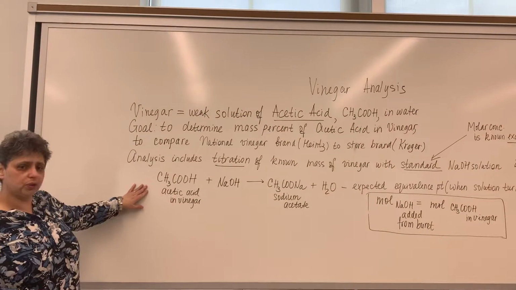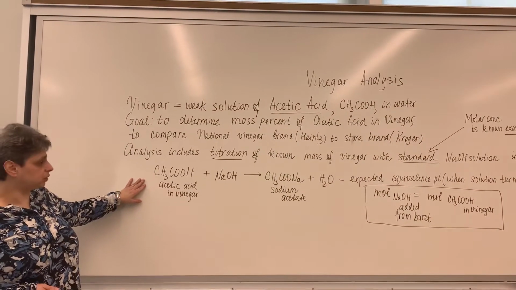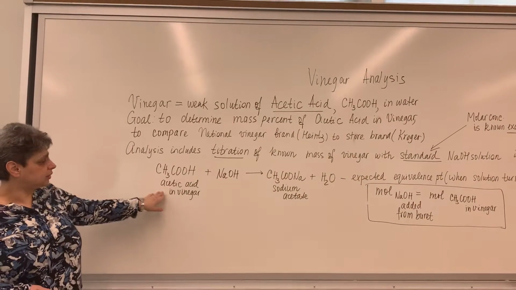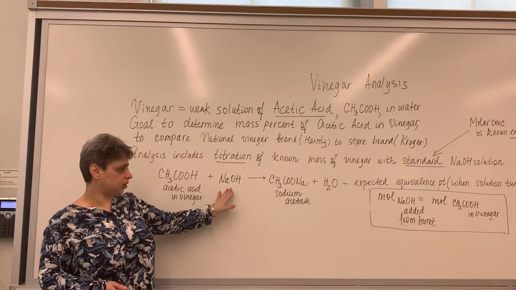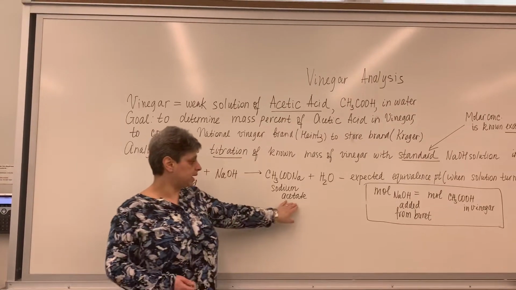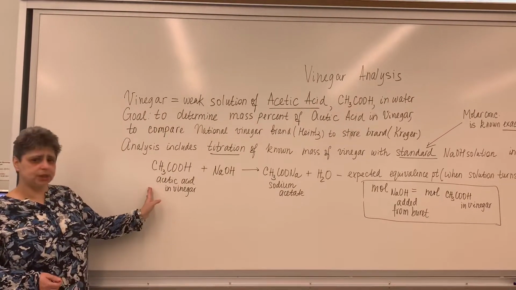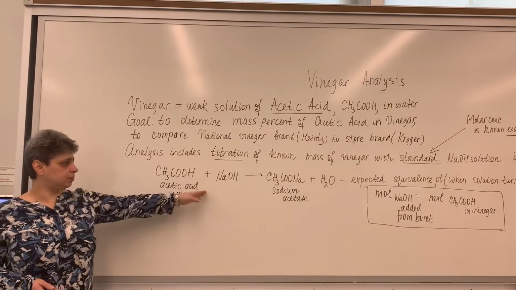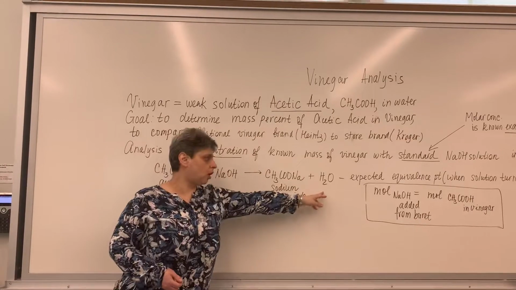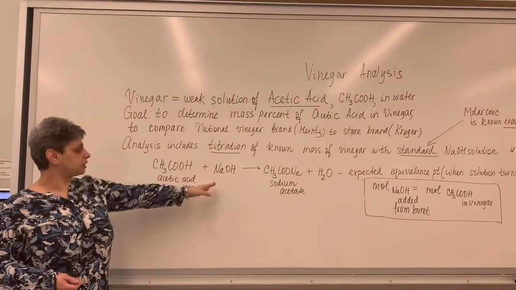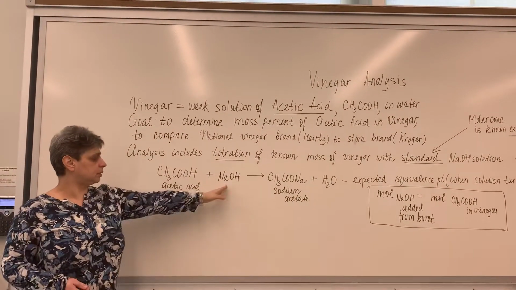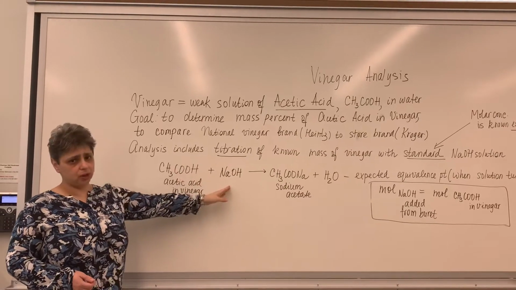Here is the chemical equation of the reaction that's expected to occur. So acetic acid in vinegar is going to react with sodium hydroxide, producing sodium acetate and water. It's another example of a so-called neutralization reaction, where acid and base react to produce salt and water. As you can see from this equation, the acid and base react in a 1-to-1 molar ratio.